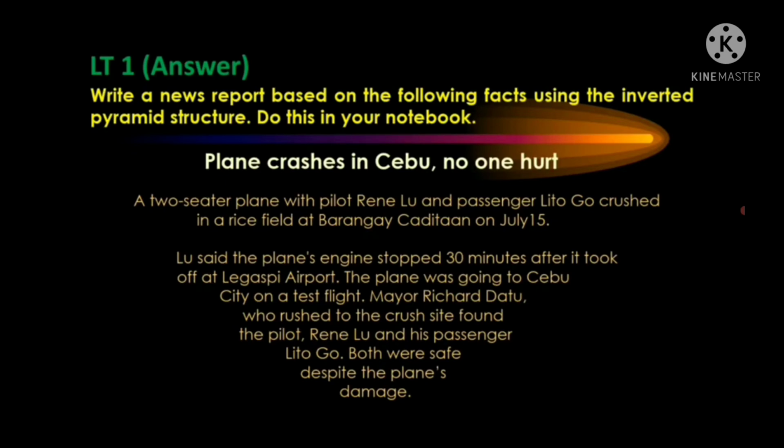Mayor Richard Datu, who rushed to the crash site, found the pilot Rena Lu and his passenger Lito Go both safe despite the plane's damage.